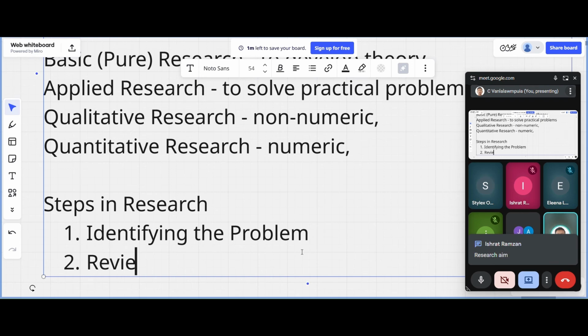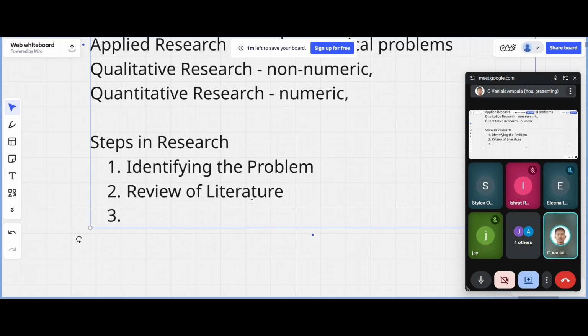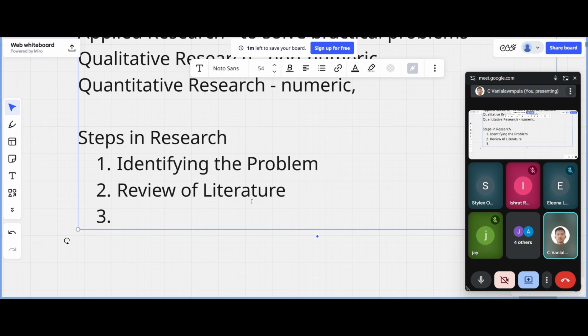Second, review of literature. Have you heard all this stuff? What do you mean by review of literature? It means you will see how many people have done research on this topic. Let's say you are a big fan of BTS and you want to do research on BTS, like Jungkook, and you want to see how many people have already done research on it. So you will search the internet, go to Google Scholar and all.